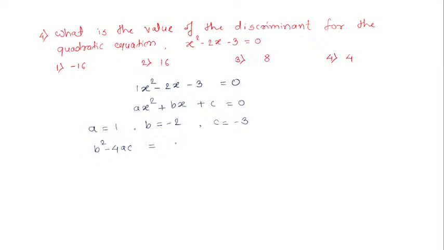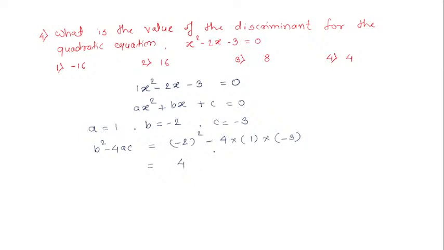b square, that means (-2) square, minus 4 into a, which is 1, into c, and c is minus 3. So that is equal to minus 2 square, which is 4. We know that the square of a negative number is always positive.